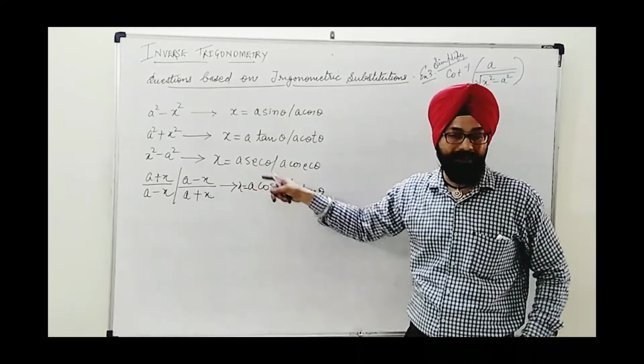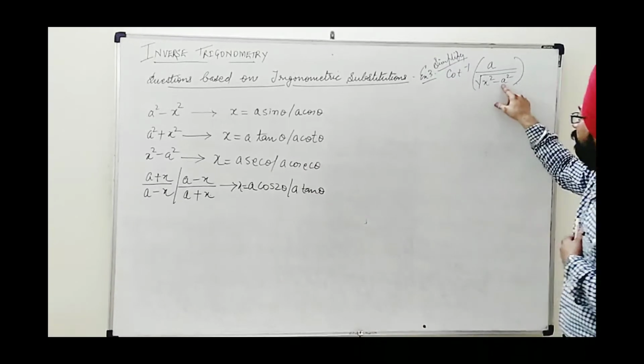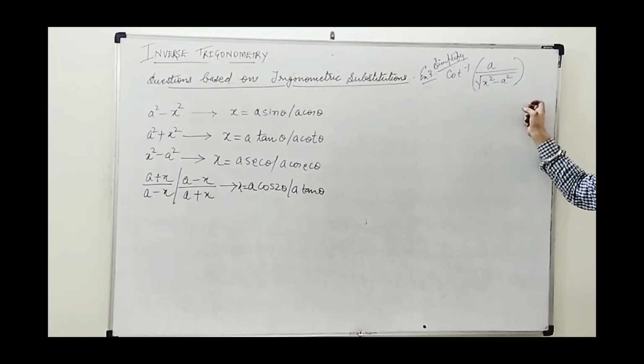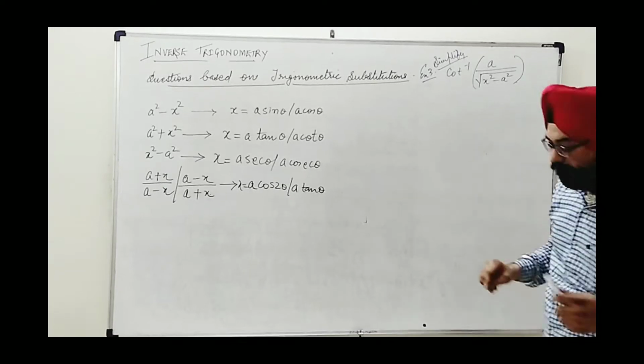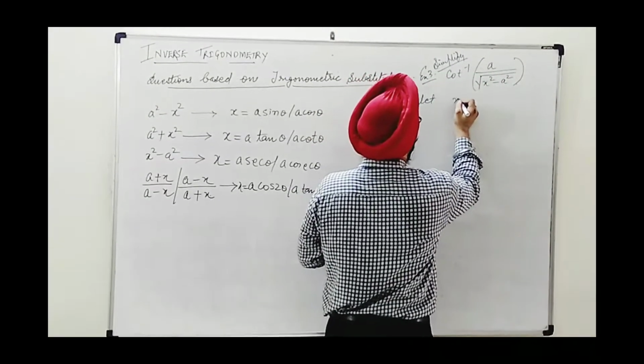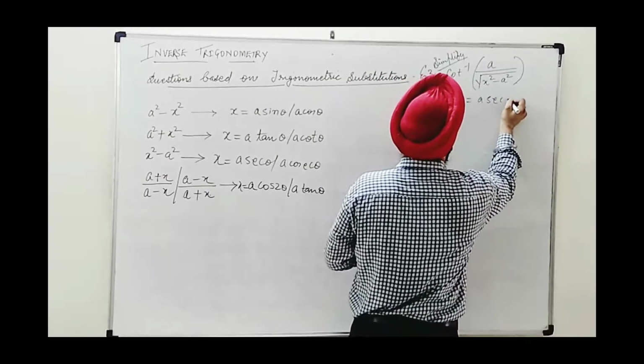And that's equal to, we need to take a sec theta. This time, yes, we are given x square minus a square, some value other than 1. We have to be alert. So this time we need to take sec theta. We will consider that x is a sec theta.